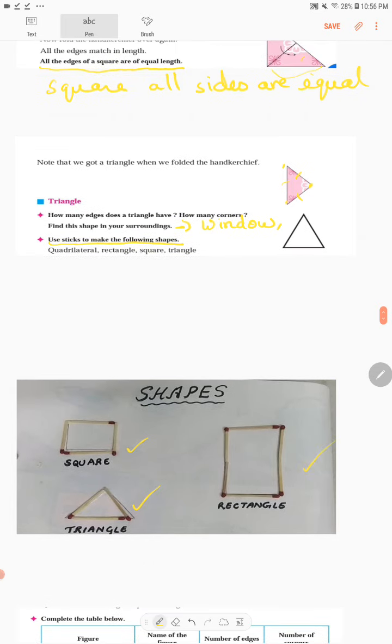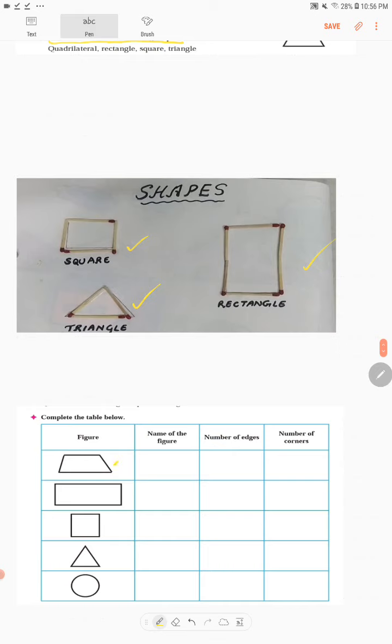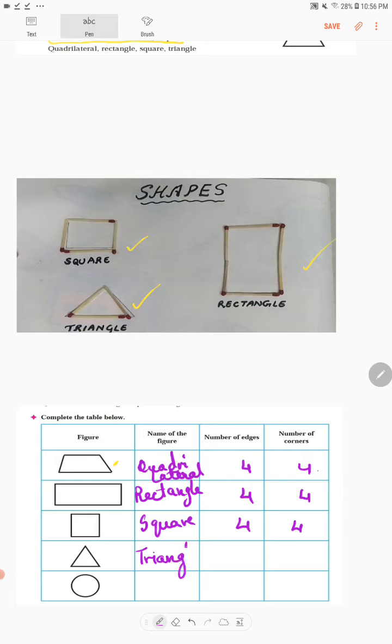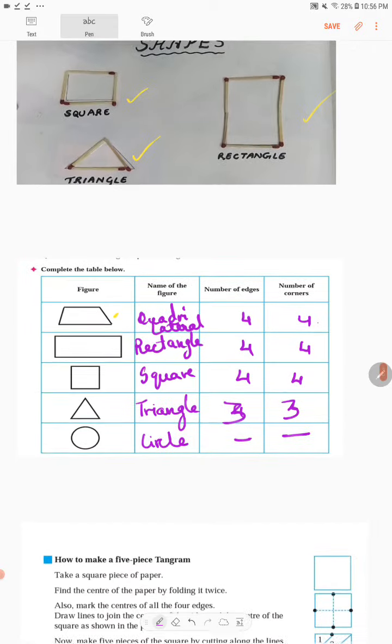Now let's come here. Now what is this figure? It is a quadrilateral. How many edges? 4 edges, 4 corners. Rectangle: 4 edges, 4 corners. Square: 4 edges, 4 corners. Triangle: 3 edges, 3 corners. Circle: no edges, no corners. Okay. So this is the table of edges and corners.